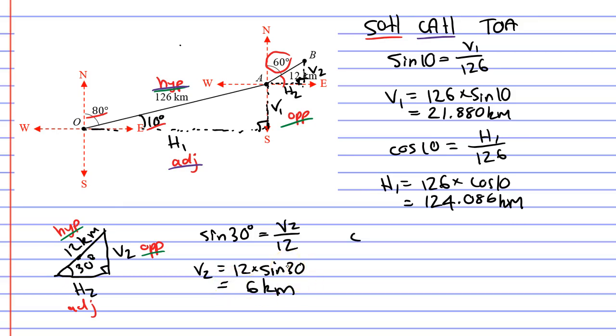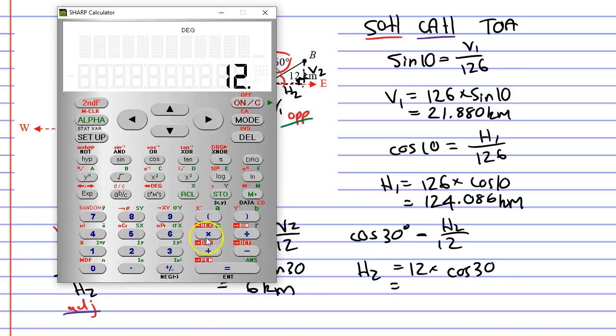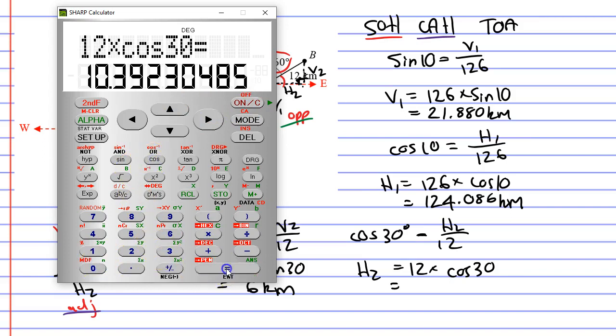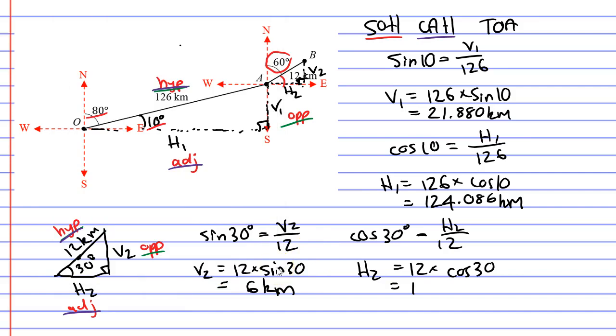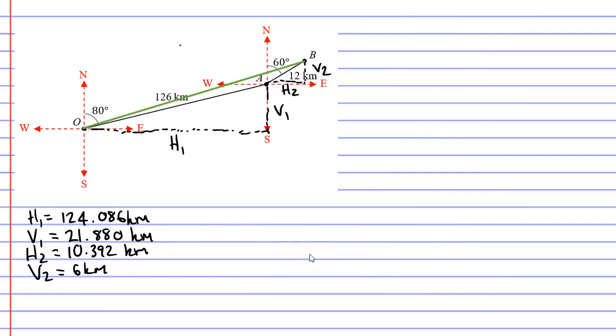And we also need to now find H2 by focusing on the adjacent and hypotenuse this time, or cos. So cos of 30 is going to be adjacent over hypotenuse, or H2 over 12. So H2 will be 12 times cos 30. What do we get? 12 times cos 30, giving us 10.392 kilometers this time. So I've cut out all the working out and just given us what's important.